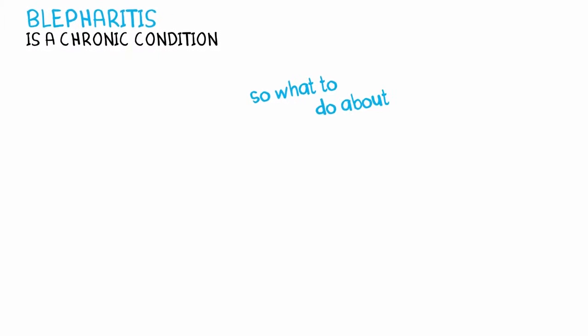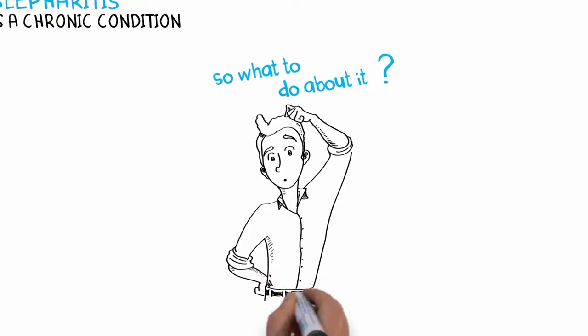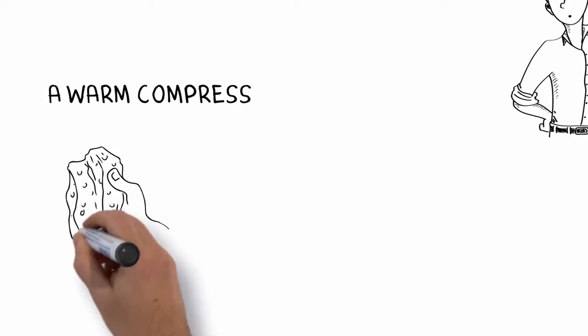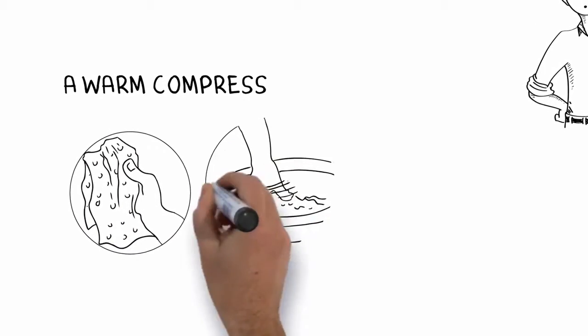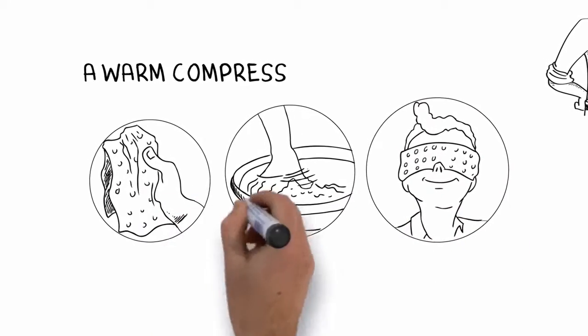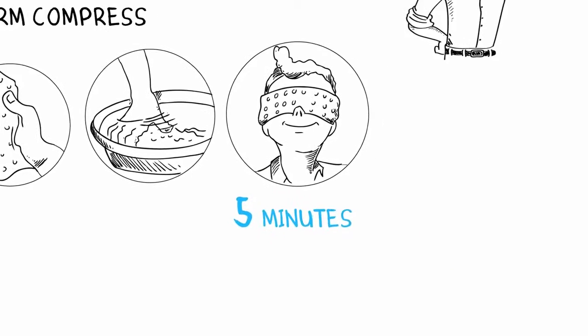So what to do about it? You can control it so that it bothers you less and less. Here's how. Let's start with some simple things. A warm compress is very helpful and even feels good. Try this. Take a washcloth and run it under very warm water. Apply it to the closed eyelids with gentle pressure for at least 5 minutes.